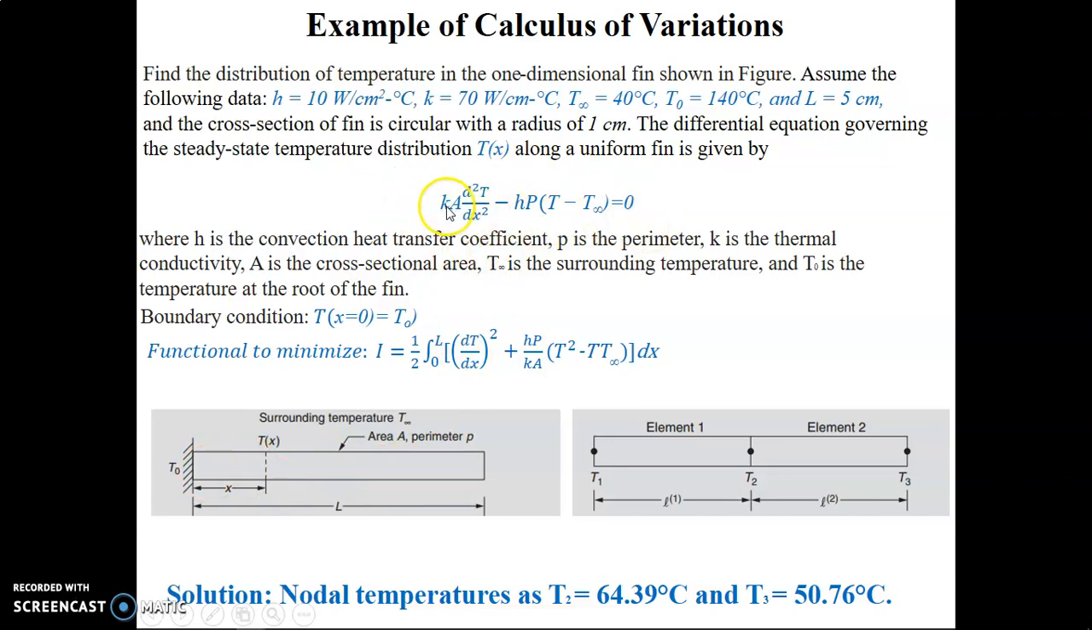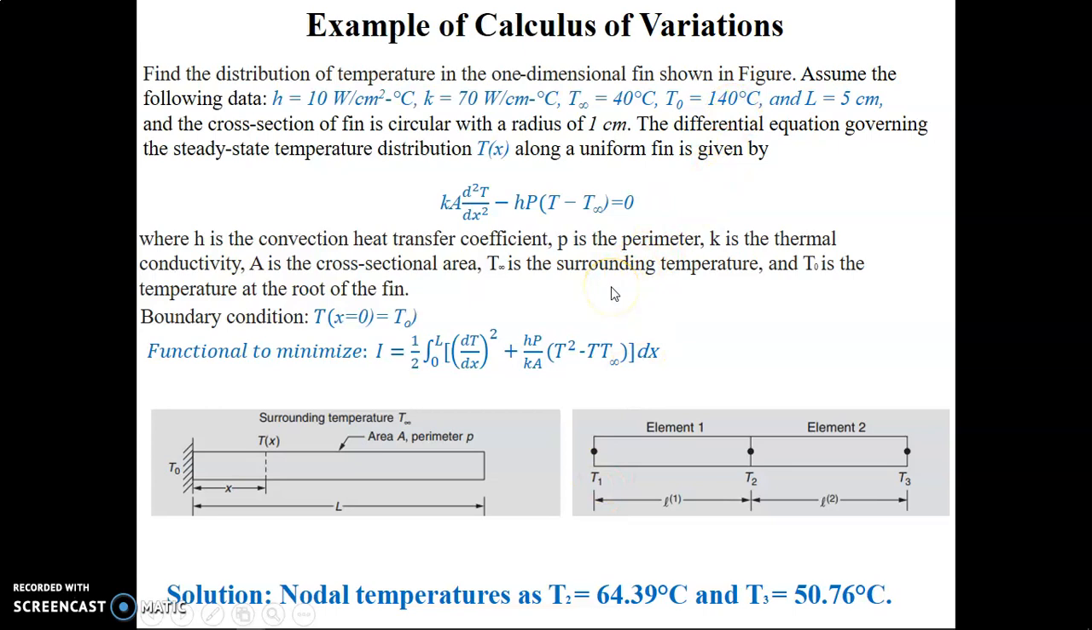Here K is the thermal conductivity of the material, A is the area of the cross section, H is the convective coefficient, P is the parameter of the cross section, and T infinity is the ambient temperature or the surrounding temperature. So the boundary condition is given that at x is equal to 0, the T is equal to T naught, or T1 temperature is given as 140 degrees Celsius.